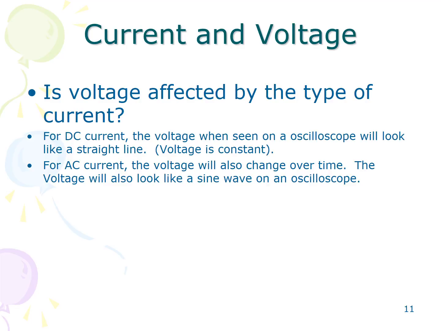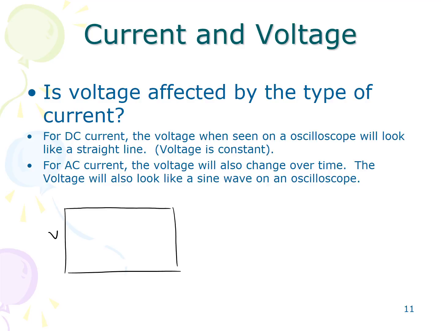So is current affected by the type of voltage? Absolutely. So for DC current, you're going to have DC voltage, right? Voltage is constant, okay? And if you look on an oscilloscope, it's just a way of visually representing voltage, all right?